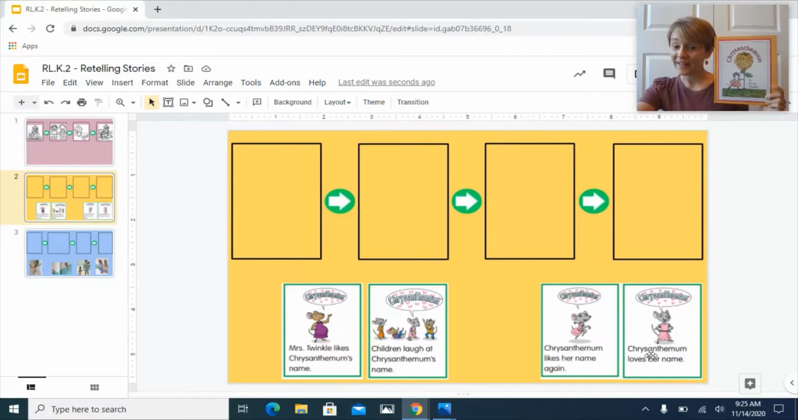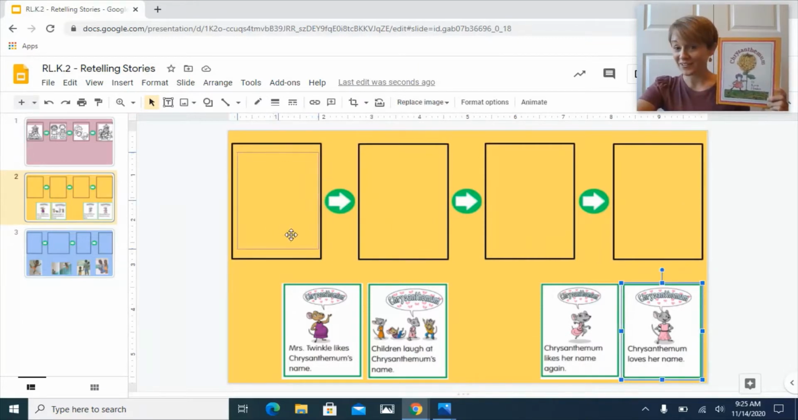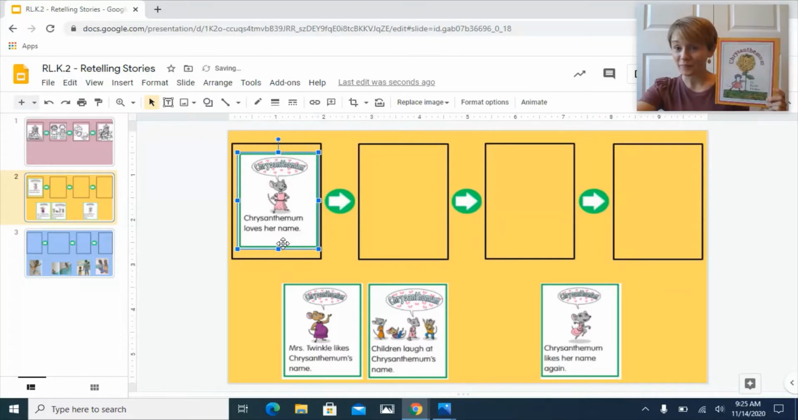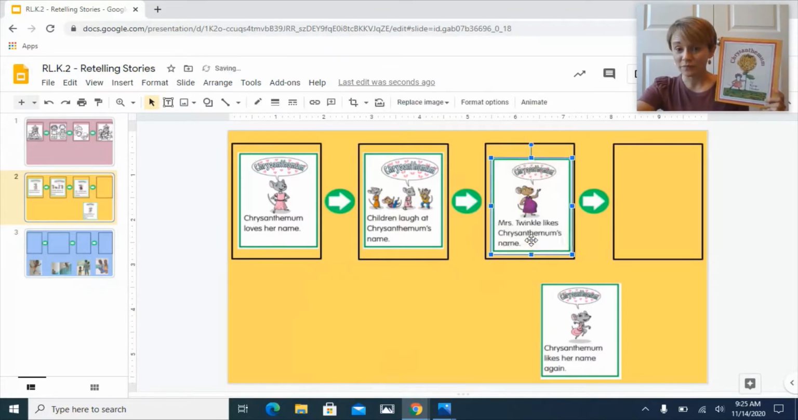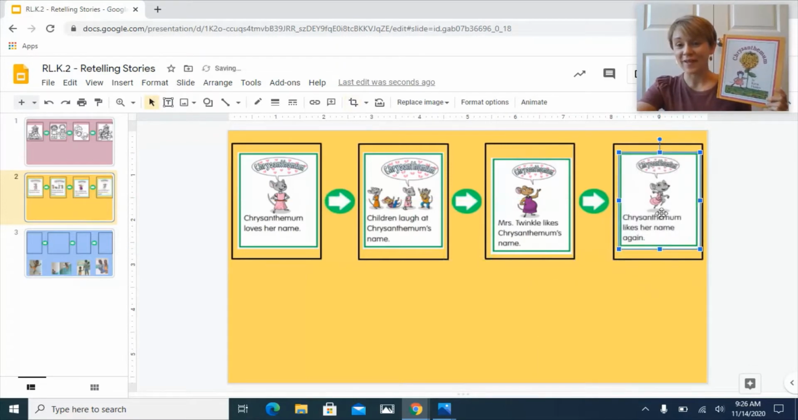At the beginning, Chrysanthemum, our character, loves her name. But in the middle of the story, Chrysanthemum starts school and all the children laugh at her name and her feelings change. She begins to feel sad. Then a new teacher, Mrs. Twinkle, tells everyone that she loves Chrysanthemum's name. At the end, Chrysanthemum learns to love her name again.